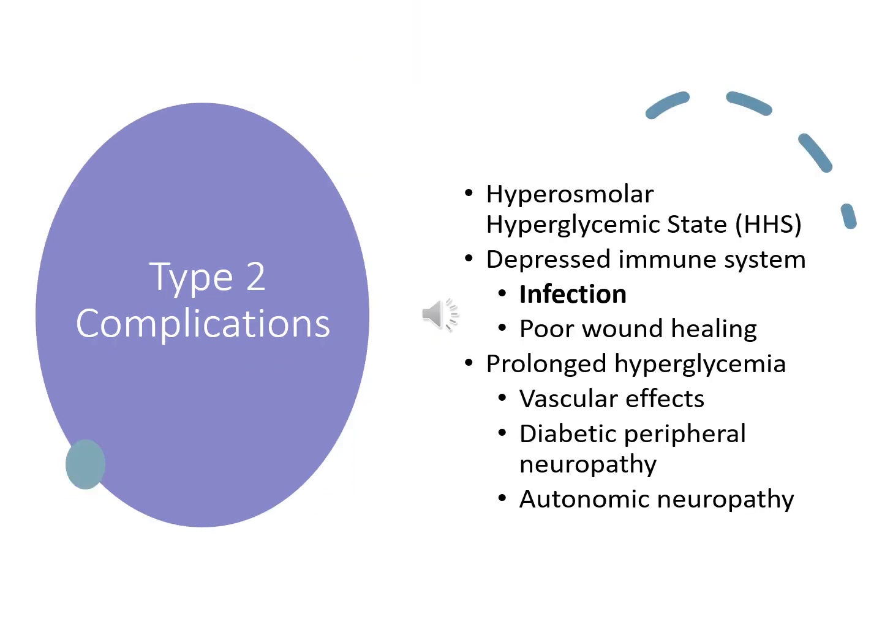So let's look at our type 2 complications. We have HHS, which is like our DKA, but without ketones in the urine. We do have a depressed immune response. It can lead to infection and poor wound healing, and both are considered acute complications of hyperglycemia. Prolonged hyperglycemia adversely affects blood vessels and nerves. Because the entire body relies on these networks, the long-term effects are extremely widespread.